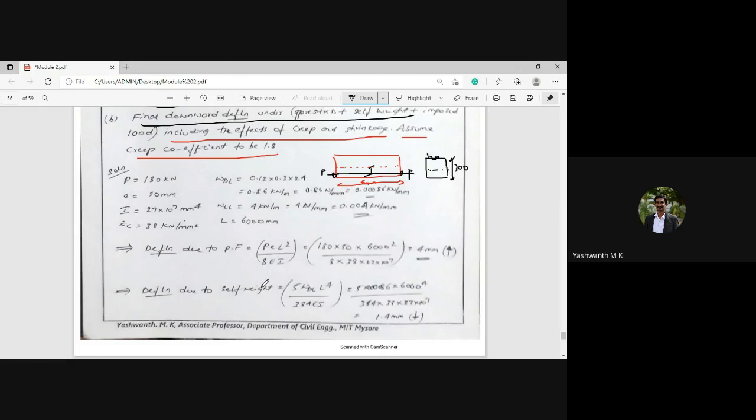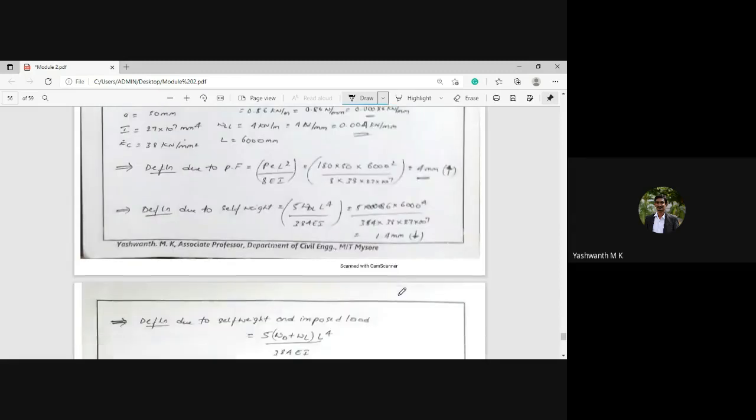Next, deflection due to self-weight. It will be UDL, hence 5 WDL L to the power of 4 divided by 384 EI, which is 5 into 0.00086 into 6000 to the power of 4 divided by 384 into 38 kilonewton per millimeter square, into I. Because I have substituted the WDL in kilonewton per millimeter, I am also going to substitute E in kilonewton per millimeter square. The answer will be 1.4 millimeter, which is acting downwards. Did you get my point?